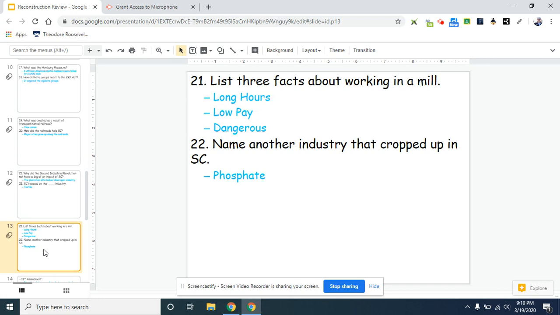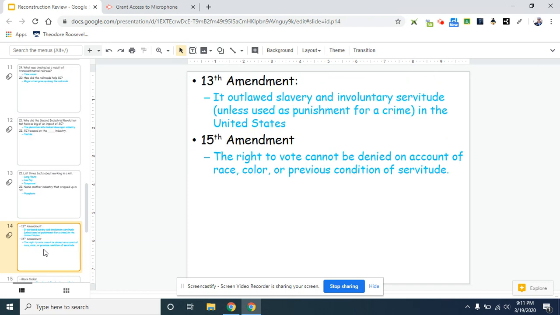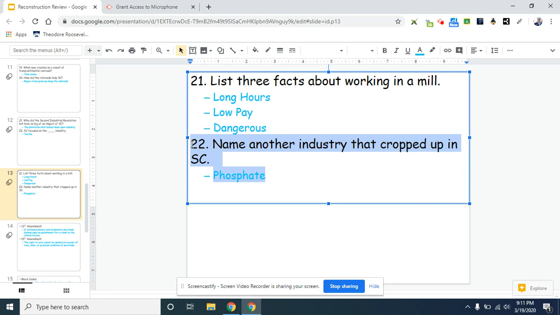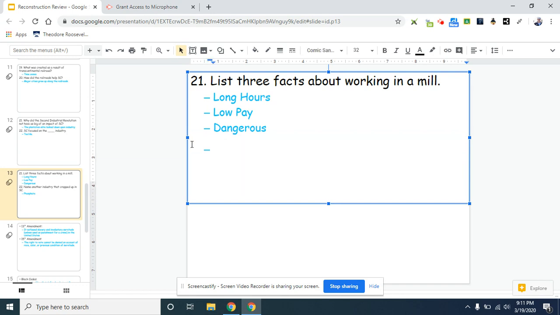List 3 facts about working in a mill. Long hours, low pay, very, very, very dangerous. Probably going to get your hand or arm or thumb or toe cut off. Let's see. Name another industry that cropped up in the South. Oh yeah, phosphate. Don't even worry about that. You won't see it on a test. As a matter of fact, let's just X-nay the 22A because no, right?